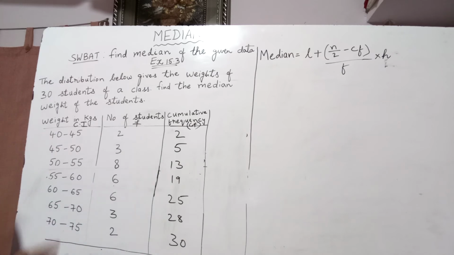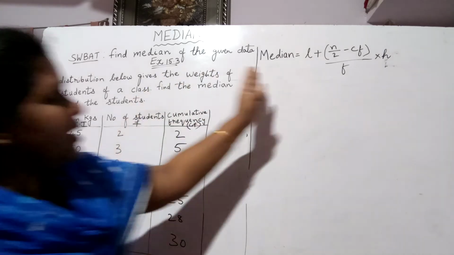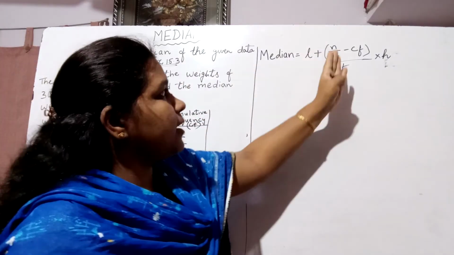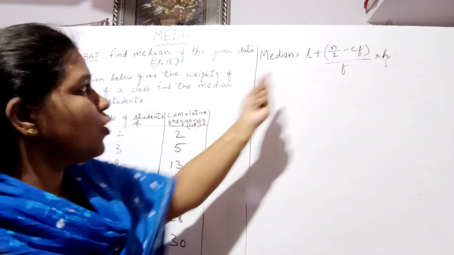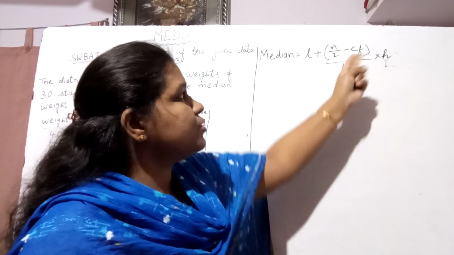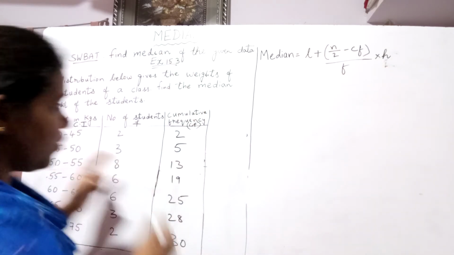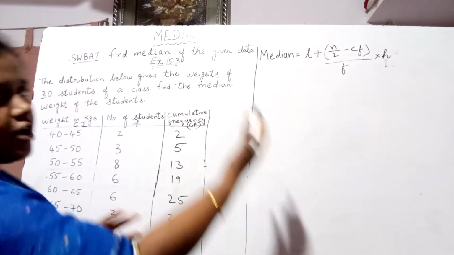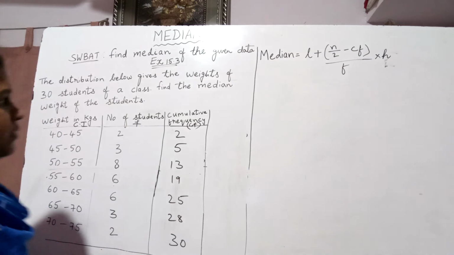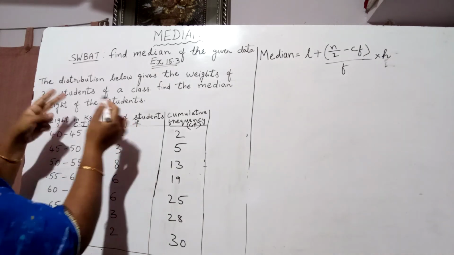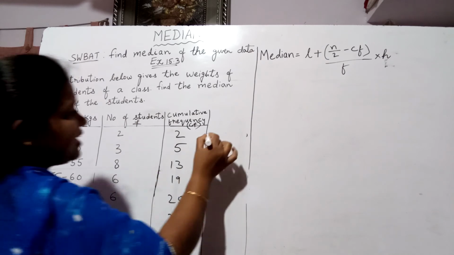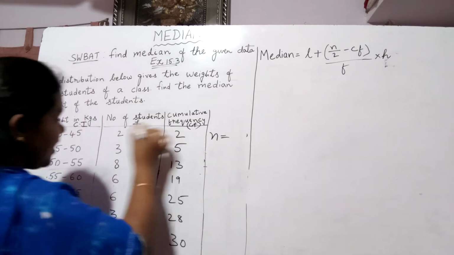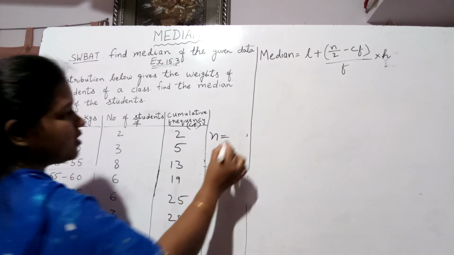Okay. So now here you have the formula for median. Median is equal to L plus (N by 2 minus CF) by F into H. Now you have to find the values of L, N by 2, CF, F and H from the given table, substitute them in the formula and find the median. So first, you need to add up all the values of the frequency and it is taken as N. If you add up, it will be equal to 30.